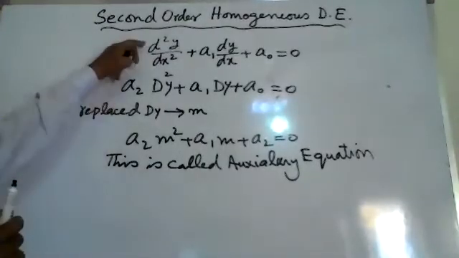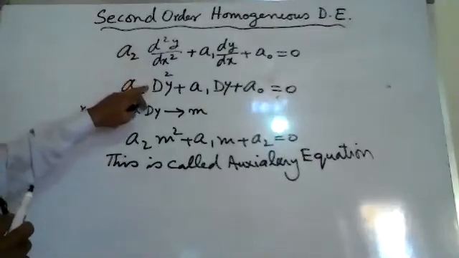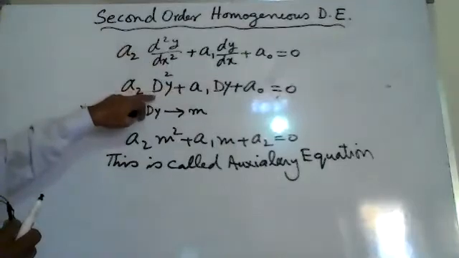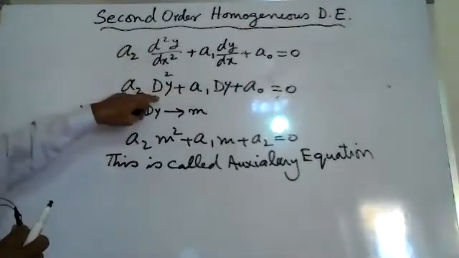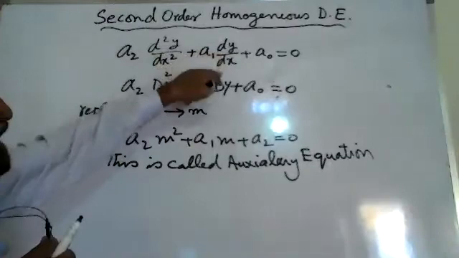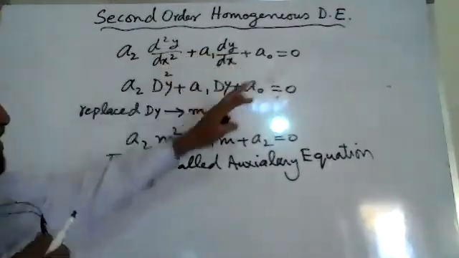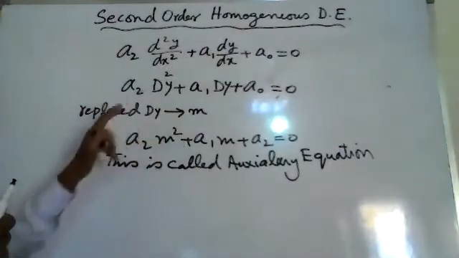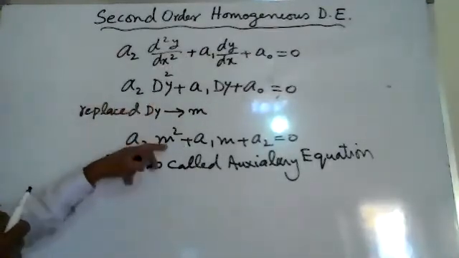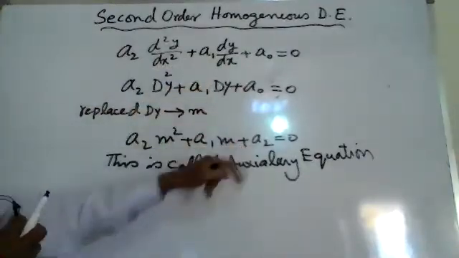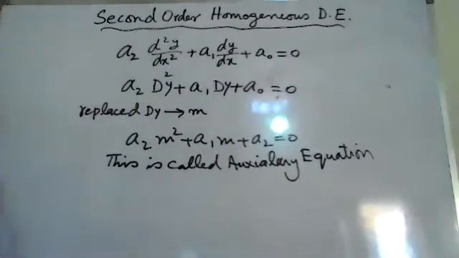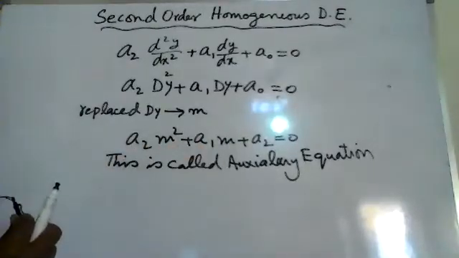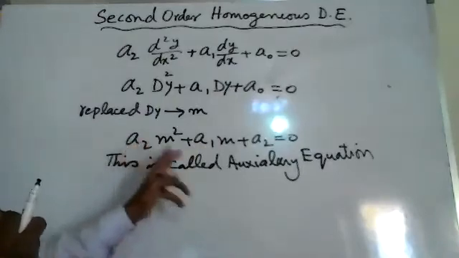So whatever be the power, that will be converted into operator D. So d/dx will be converted into D. This is D square, so D square y, A1 dy and A naught. Then D will be converted into M. So it will become A2 M square plus A1 M plus A naught equal to 0. So this is a simple equation just like all equations. This is called the auxiliary equation.